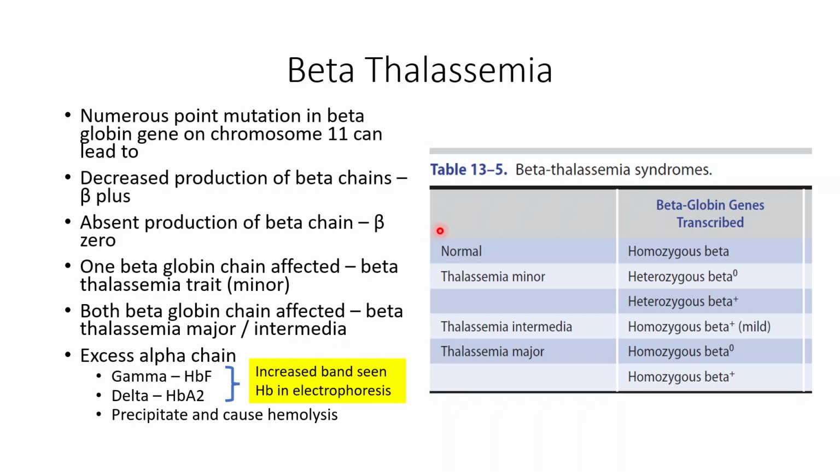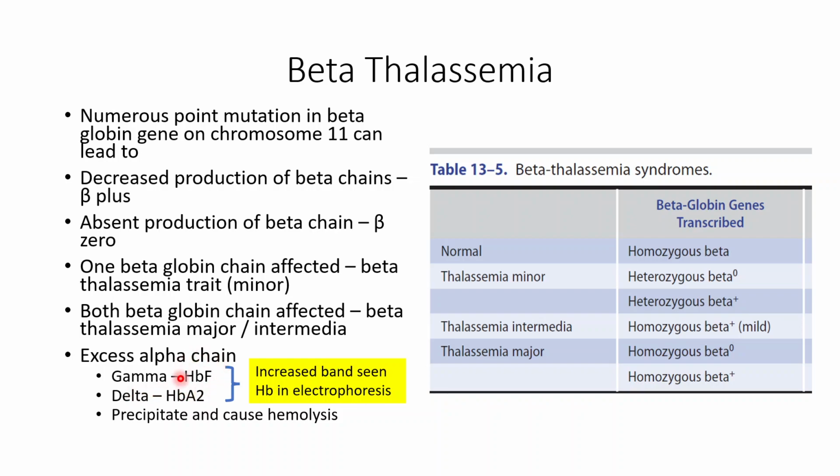Now I told you earlier that a problem occurs. What is the problem? It is beta thalassemia, so beta chains are less or absent. So the problem occurs with alpha chains. Now there is an excess of alpha chains. What will these excess alpha chains do? Either they can combine with gamma chains. When they combine with gamma chains, we have alpha 2 gamma 2.